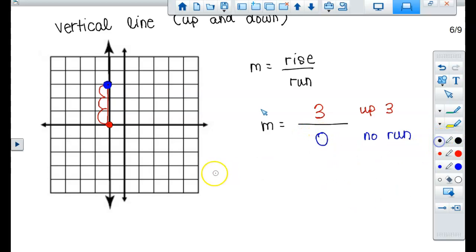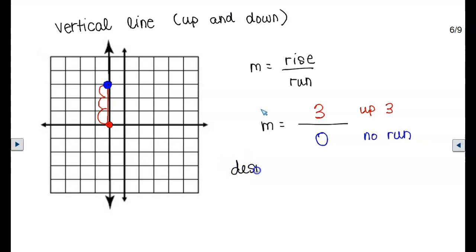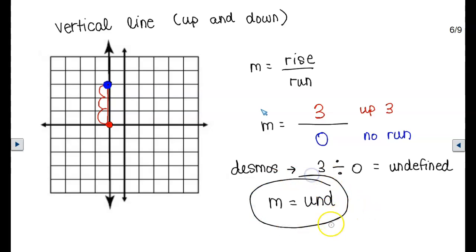So now if you'll go to your Desmos calculator and you type in 3 divided by 0, your calculator will say undefined. So on this problem, you will say slope is undefined, and we'll just abbreviate that with UND. All vertical lines have undefined slope.